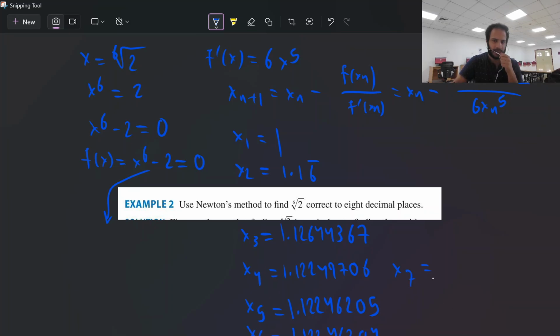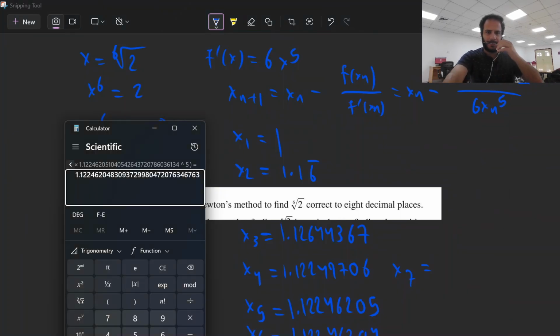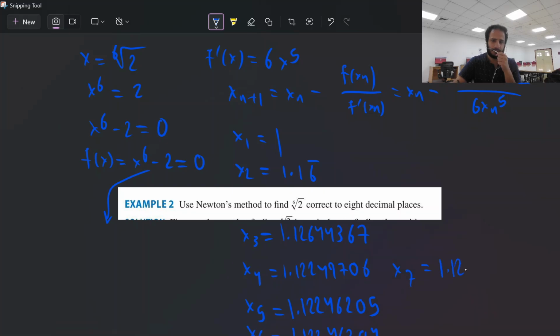So x7 equals, let's find x7 now. Ctrl+C, then Ctrl+V minus Ctrl+V to the power 6 minus 2, then divide by 6 times Ctrl+V to the power 5, close, yes. Now we have 8 correct decimal places, right? Because they are the same. We want just correct to 8 decimal places, so we stop here at x7.